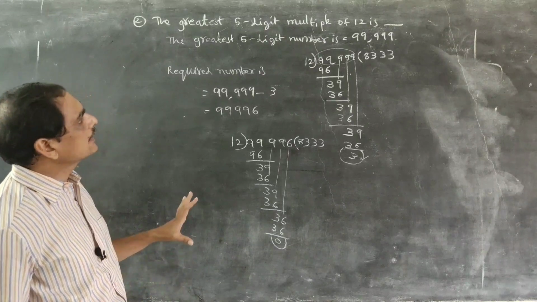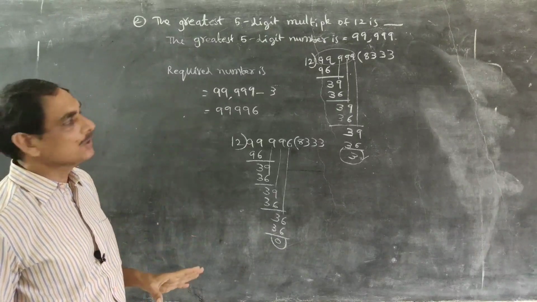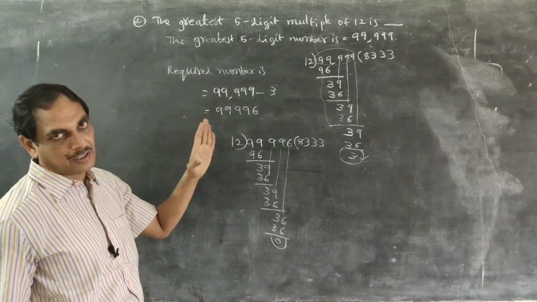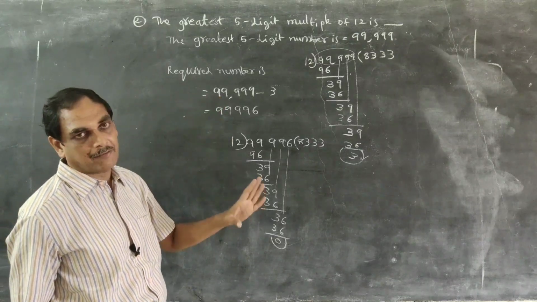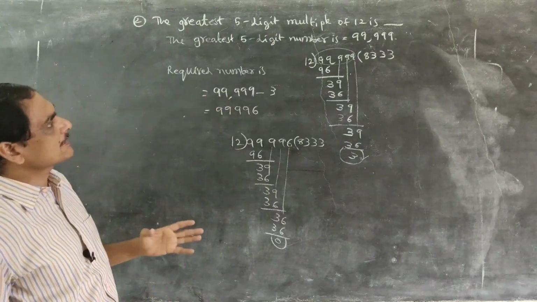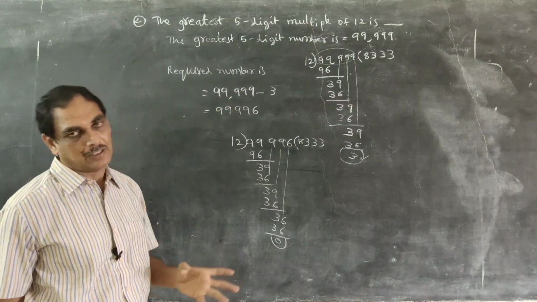So to find the greatest 5-digit multiple, we write the greatest 5-digit number, divide it by 12, and subtract the remainder from the greatest 5-digit number. We get the greatest 5-digit multiple of 12.